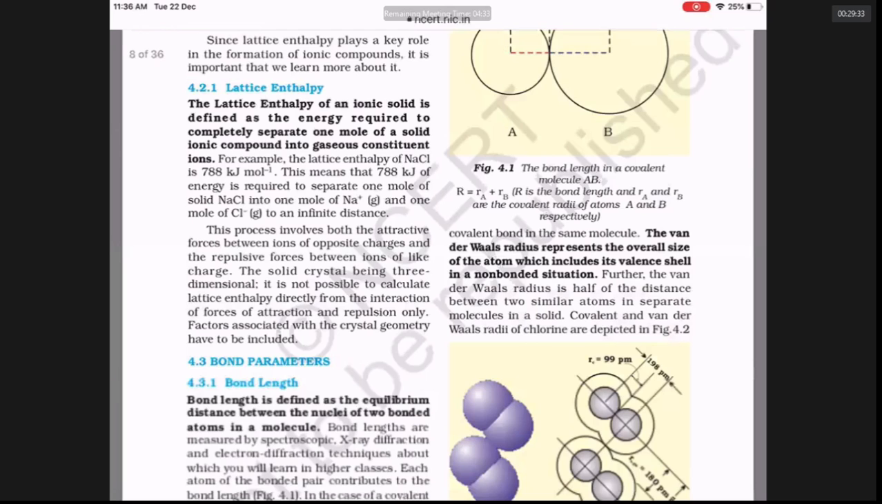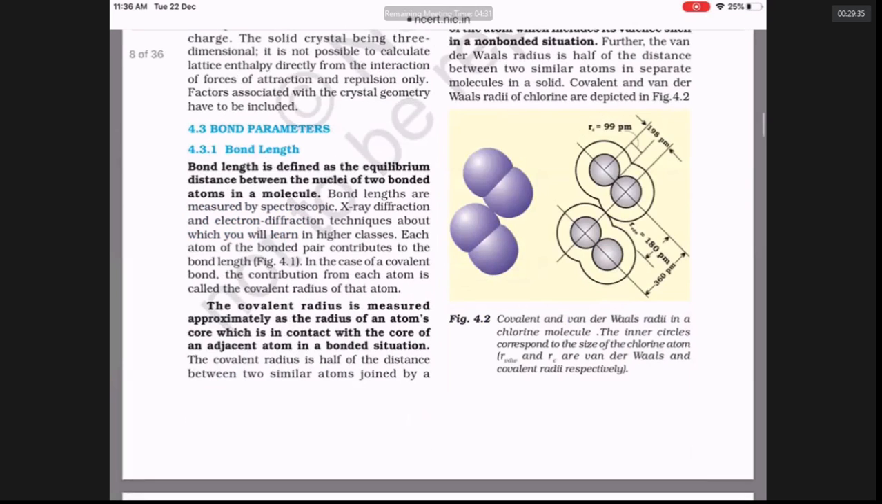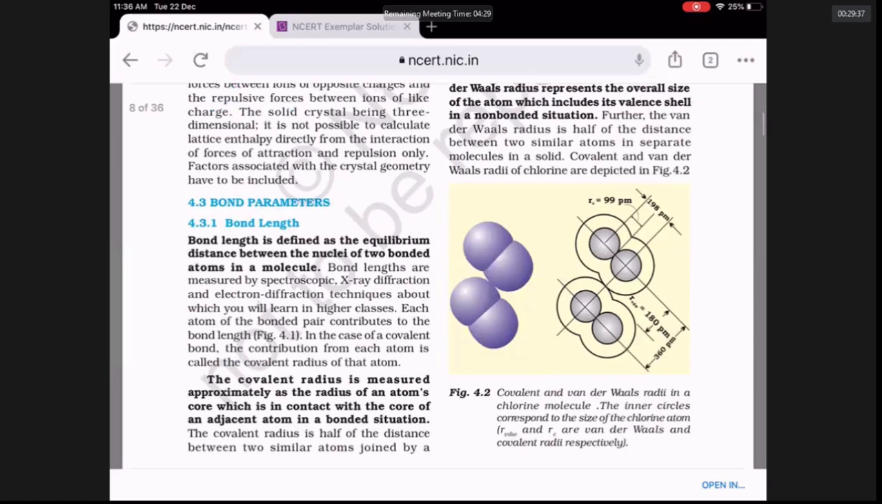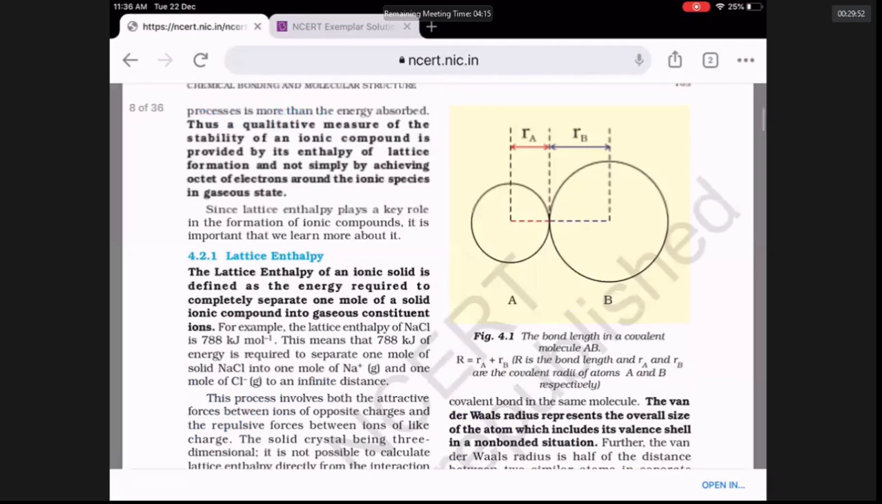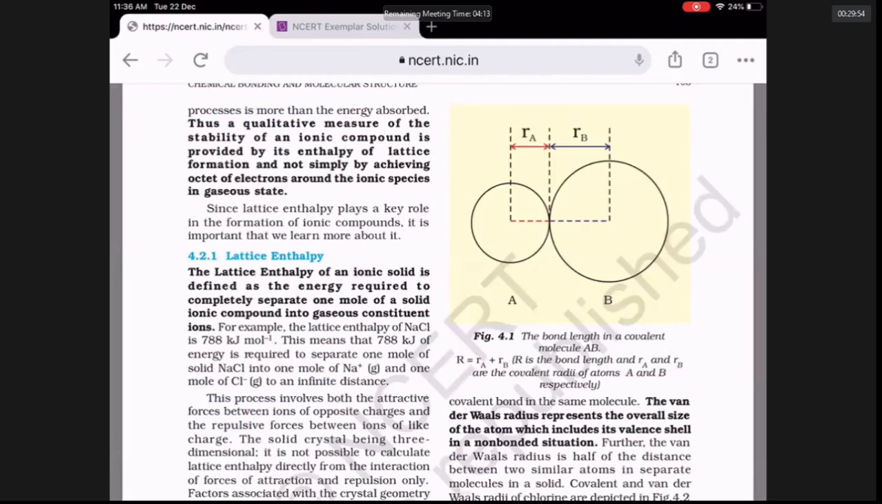Bond parameters are there for covalent bond. What is bond length? Single bond is always longer. Double bond is shorter. Triple bond is shortest. Double bond means 2 electron pair share. Triple bond means 3 electron pair share. Bond length is measured in nanometers or angstroms or picometers.